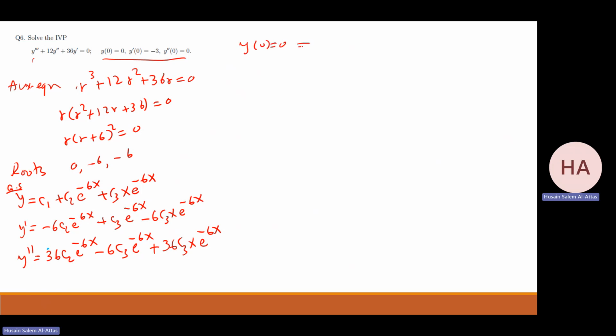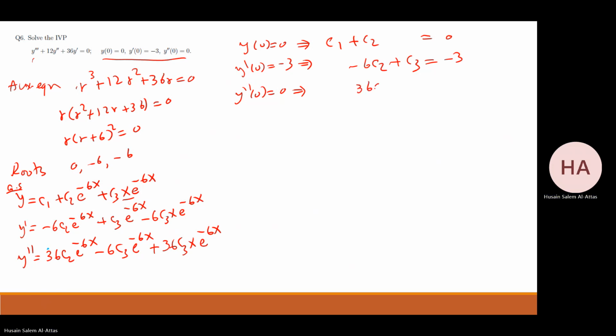Y at 0 equals 0. So I have what? C1 plus C2 equals 0, because this will be gone at x equals 0. Y prime at 0 equals minus 3. So I have minus 6 C2 plus C3, and the last term will be 0. That will be minus 3. Y double prime at 0 equals 0. So I have 36 C2 minus 6 C3 equal to 0.